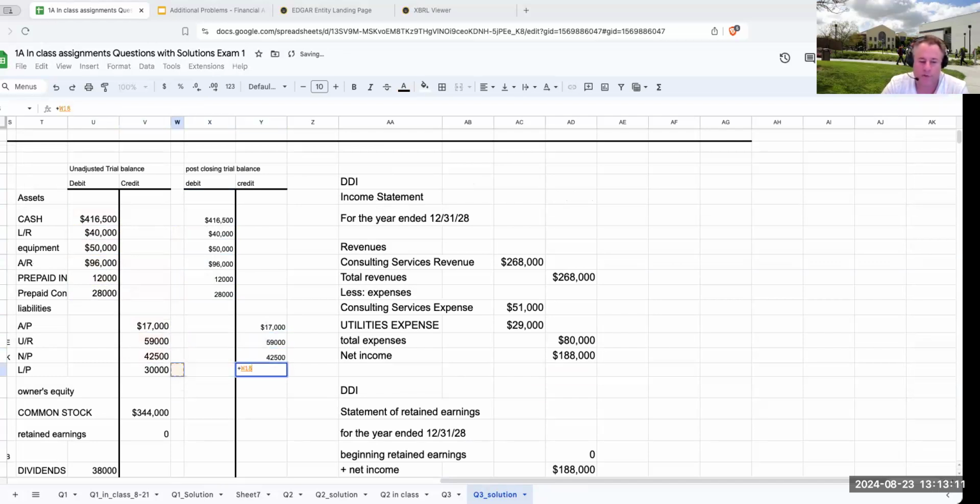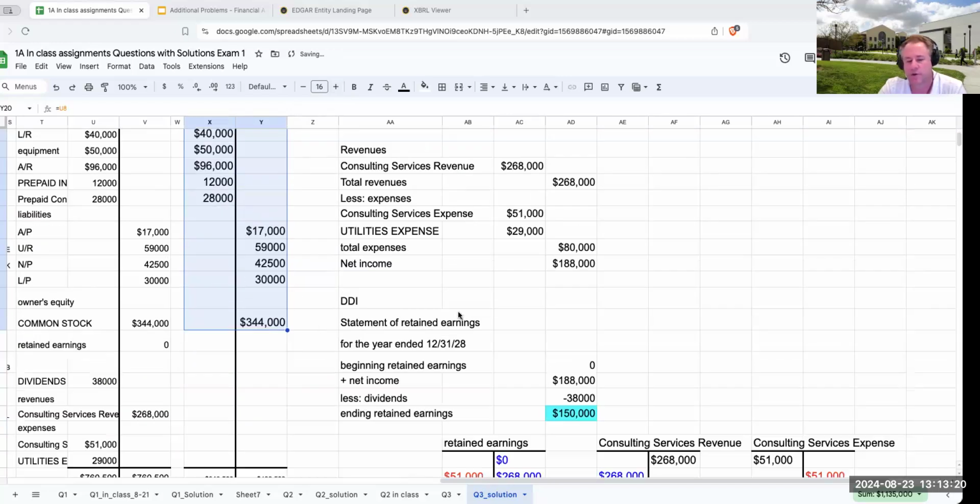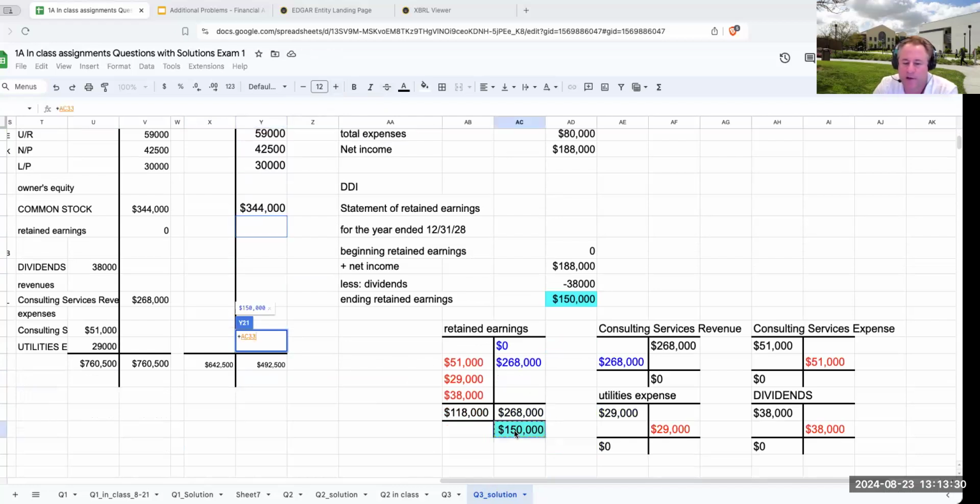Unearned revenue, notes payable, loan payable, common stock. These are all the same. They do not change when we're going through and doing the closing process. The one thing, though, that does change is we've now closed these accounts out to retained earnings. My retained earnings balance now is 150, right?